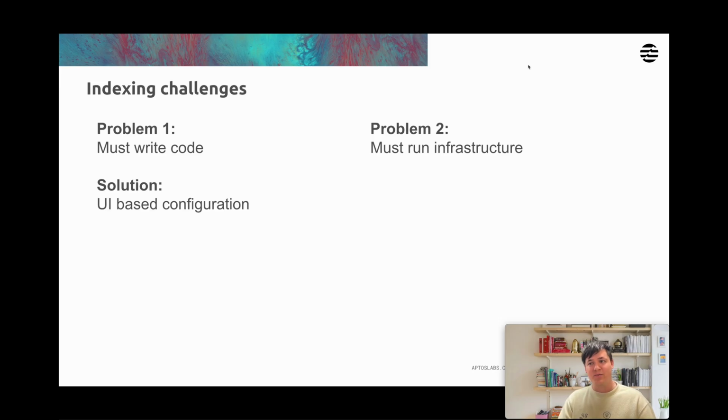So we have solutions to this. With no-code indexing, you get a UI-based configuration system instead of having to write any code. And we will run the infrastructure for you as part of app.build.